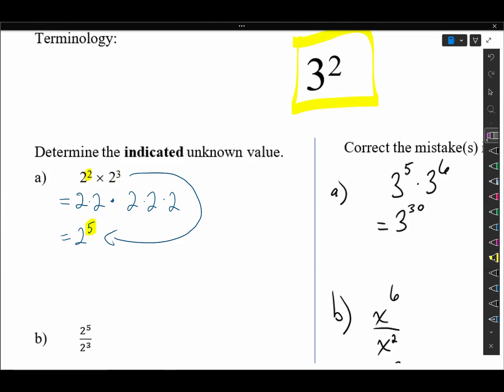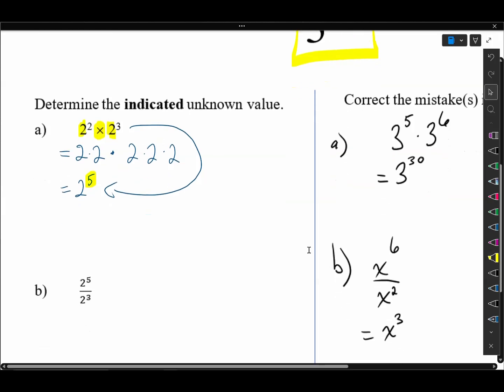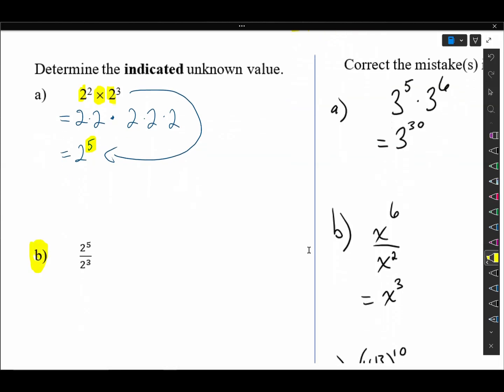This shortcut works anytime we have a multiplication of powers and anytime the bases are the same. So we need both. We need a multiplication and we need the bases to be the same that we're working with. Now let's work with part B. Okay, so now we know how to handle a multiplication of powers. Let's see when we have a division of powers.